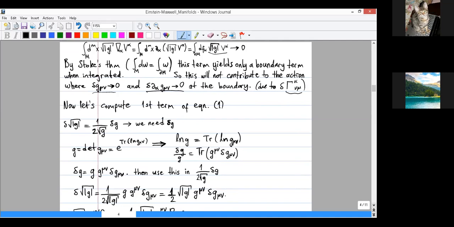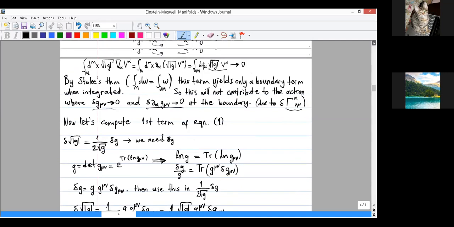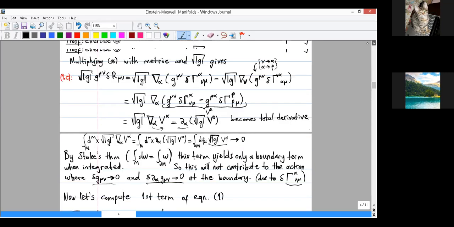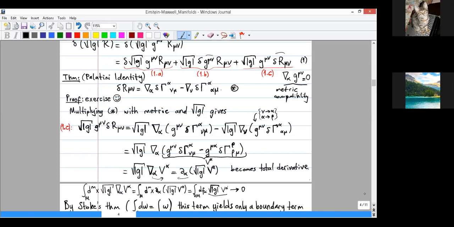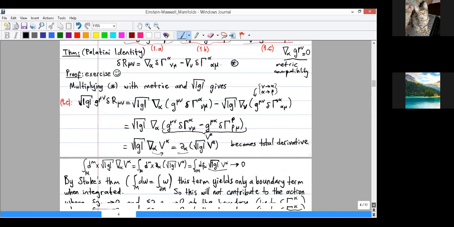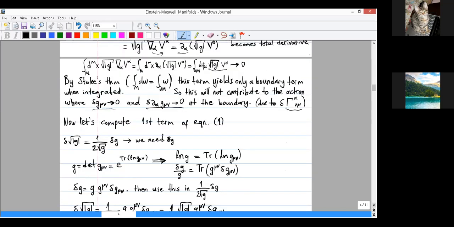So then this third term goes to 0 because it's a boundary term. So we are left with two terms. Now let's compute the first term of equation 1.